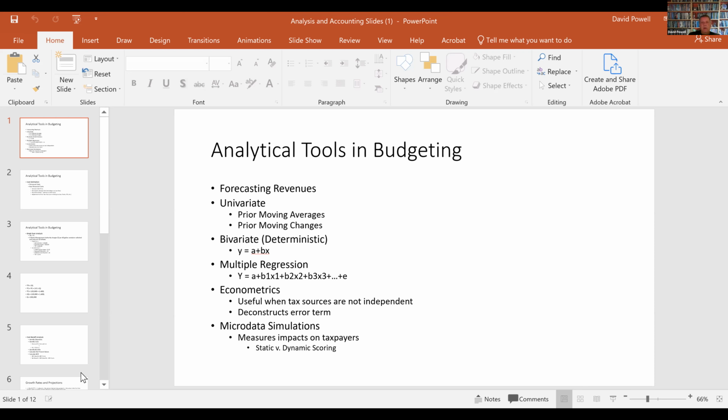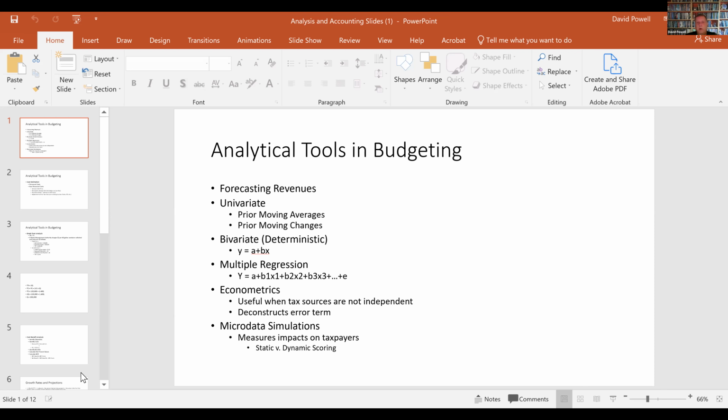So given these values for all of our different independent variables, what revenue amount would we predict we'll be able to generate next year? Clearly, since we're taking into account additional variables, it becomes a more sophisticated and hopefully a more accurate approach than just simply bivariate or deterministic modeling. And deterministic modeling hopefully is a more accurate approach than univariate modeling approaches like prior moving averages and prior moving changes. A more advanced approach beyond multiple regression is econometrics.